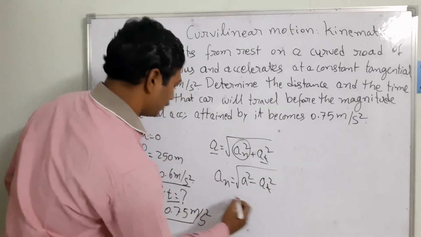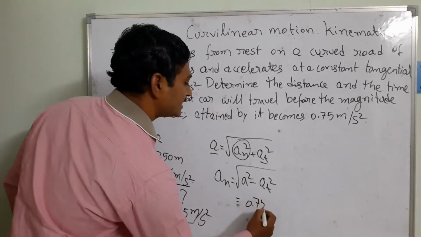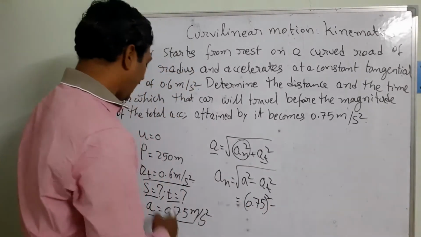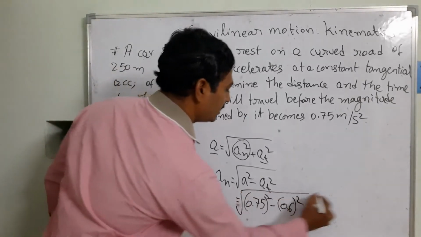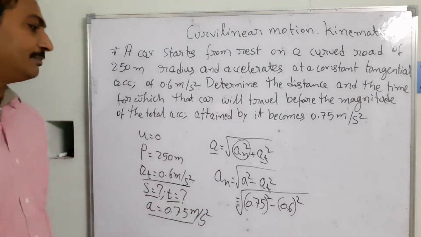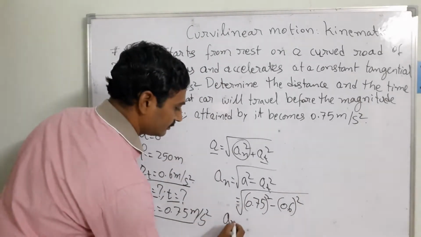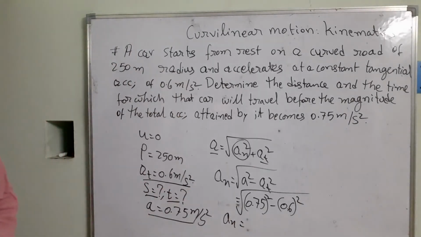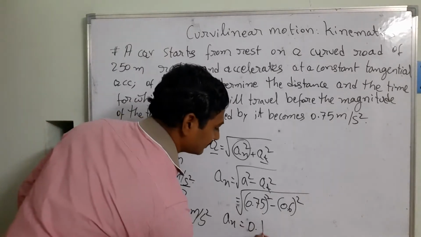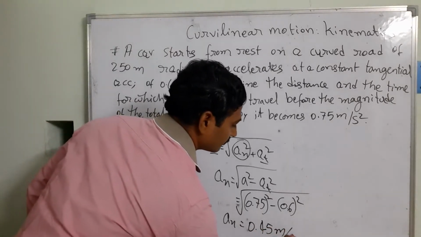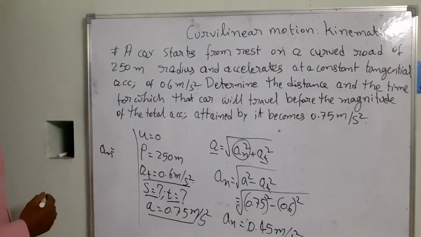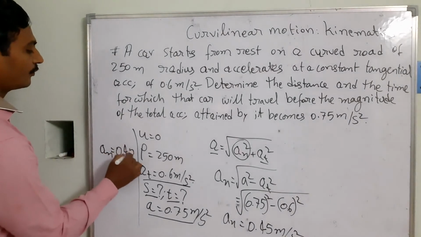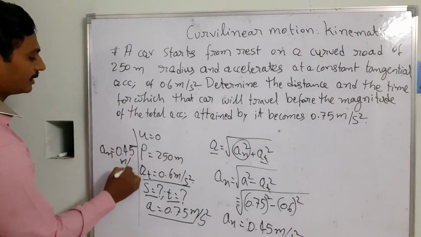Substituting, this is going to be the square root of 0.75 whole square minus at, which is 0.6 whole square. After the simplification, an is equal to 0.45 meters per second square.